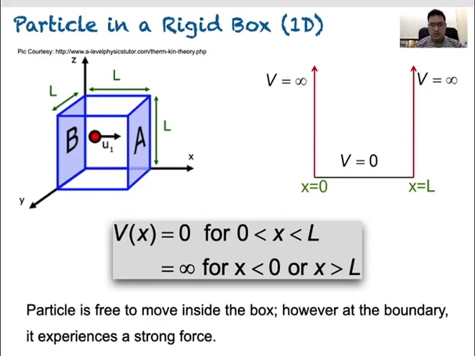Now the particle is free to move inside the box. However, at the boundaries, the particle experiences a strong force and the potential is infinite, or you could say that the boundaries are very rigid. Now we want to understand the motion of this particle quantum mechanically. What it means is that we would like to solve the Schrodinger equation for this given potential with these boundary conditions.